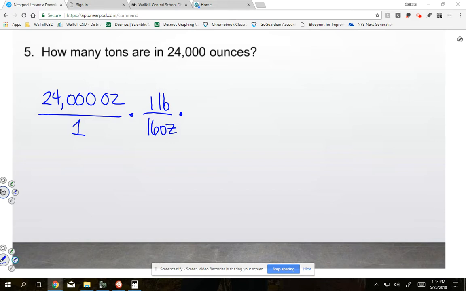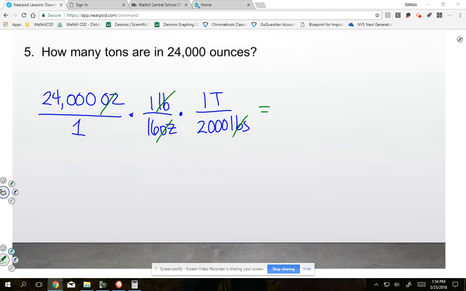Now I need to get pounds to tons, so it's the other conversion factor I need. 2,000 pounds equals 1 ton. So where am I going to put the 2,000 pounds if I want pounds to cancel out? In the denominator again. So 1 ton over 2,000 pounds. Then my ounces cancel, pounds cancel. But now do I just multiply everything? What am I going to do instead of just multiplying everything?